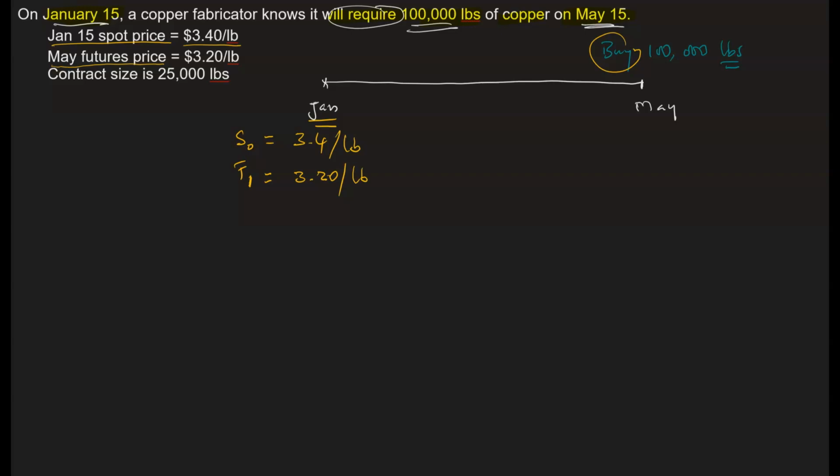So the first question that we have here is, one, what kind of position do we need to take if we need to hedge against the price, the change in value of the copper in May? Well, if the price of copper is going to change in May, what we want to do is guarantee that we're going to purchase, and guarantee a price that we want to purchase.